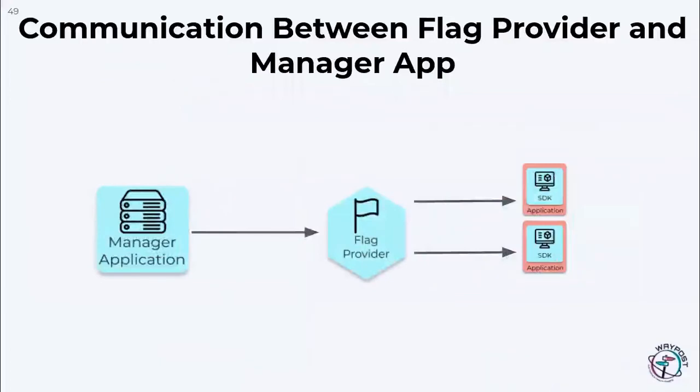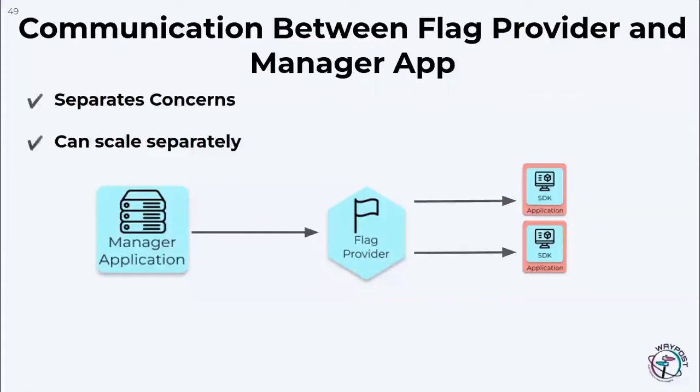Due to these concerns, we decided to implement an intermediary service whose primary purpose would be to provide feature flag data to the SDK clients, essentially acting as a cache for flag data. We named this service the flag provider. The addition of the flag provider allows us to separate the functionality of providing clients with flag data from the functionality of managing feature flags.